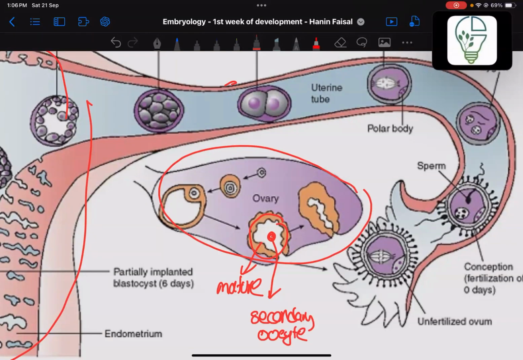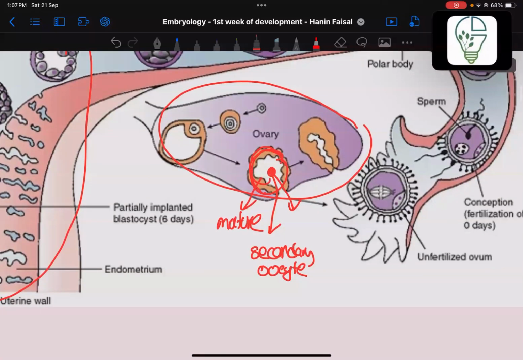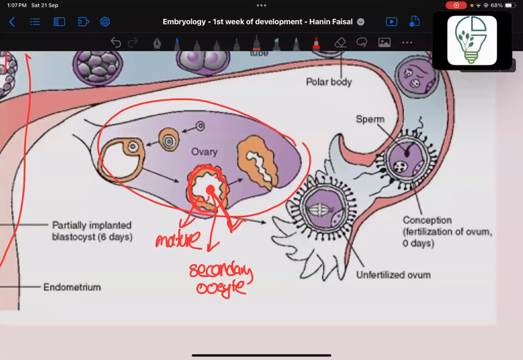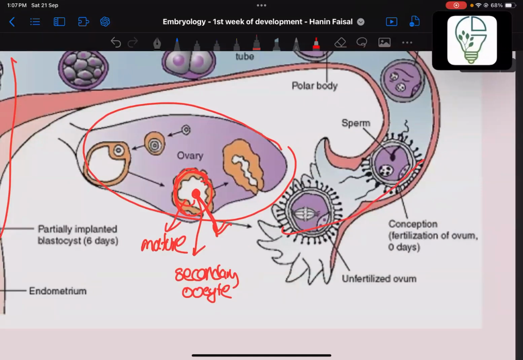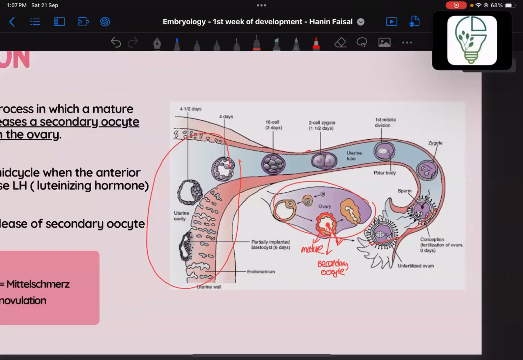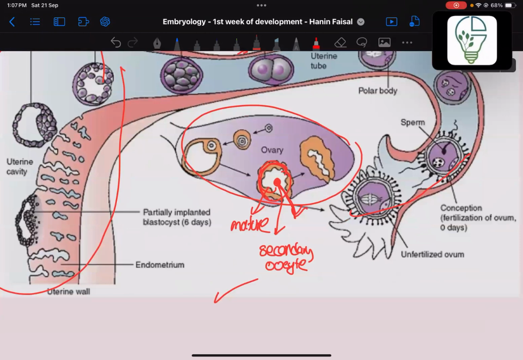So what's the process of ovulation? Ovulation basically happens when this follicle ruptures, releasing the secondary oocyte. So again, what is it? It's when the follicle ruptures, releasing the secondary oocyte. When it releases the secondary oocyte, it will be captured into this fallopian tube. Now we talked about the definition of ovulation. And again, let's repeat it quickly. It's when this follicle ruptures, releasing the secondary oocyte.